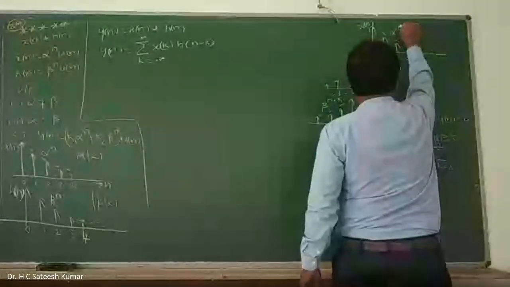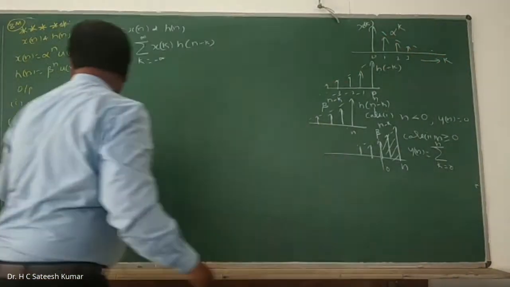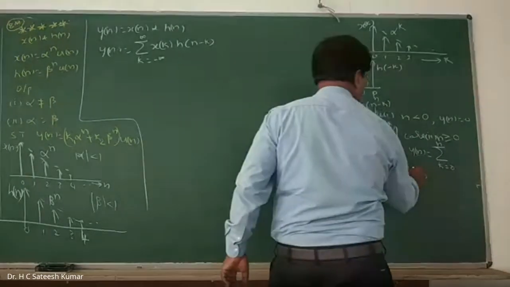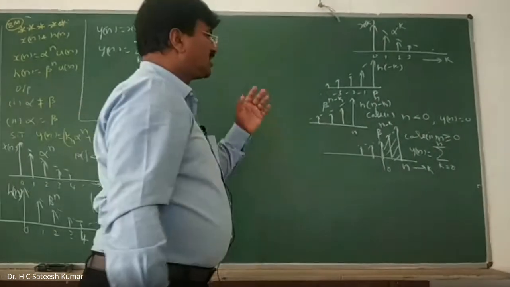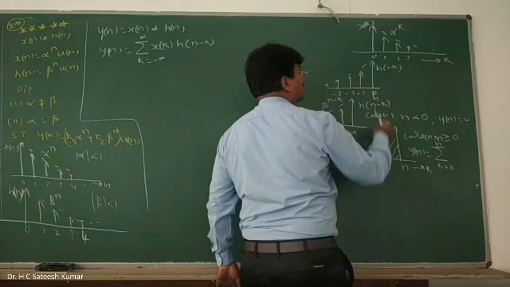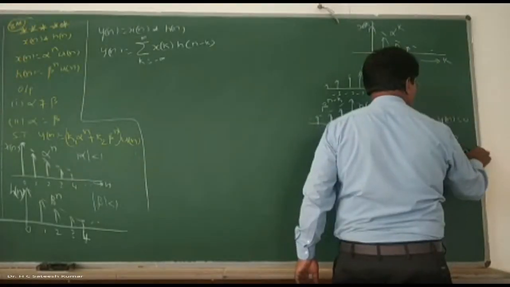What is this variation? The variation is alpha to the power of k on the k axis. x of n is alpha to the power of n, so x of k means alpha to the power of k. This axis becomes the k axis. Okay, right? So on the k axis, n is the shift. Now you multiply it. Case number 2. So this is the overlapped area. So what do we have? Alpha to the power of k into beta to the power of n minus k.